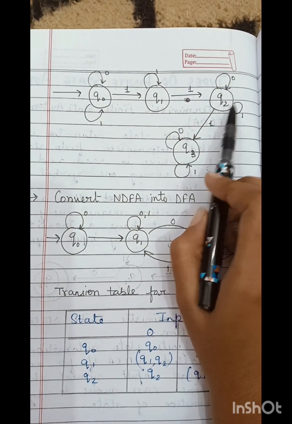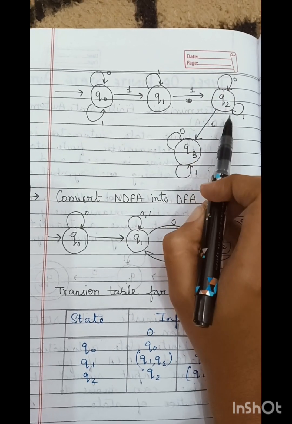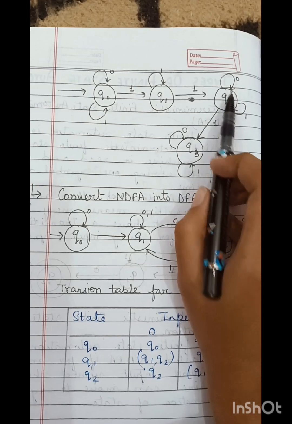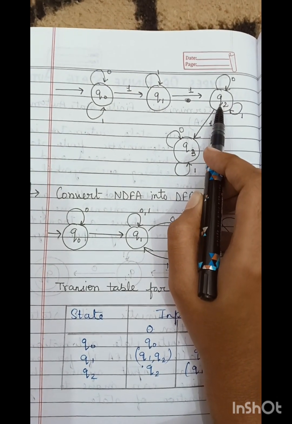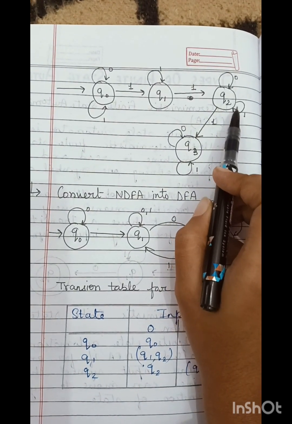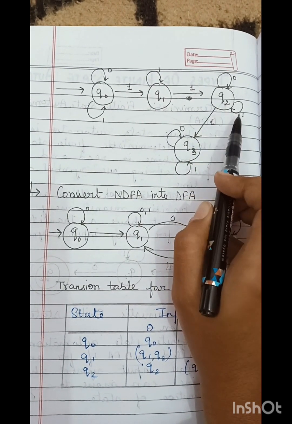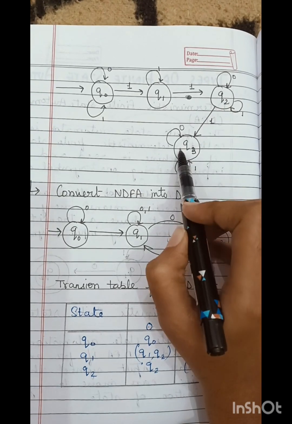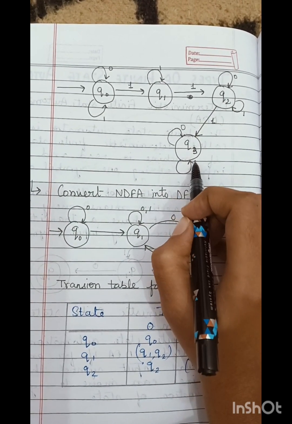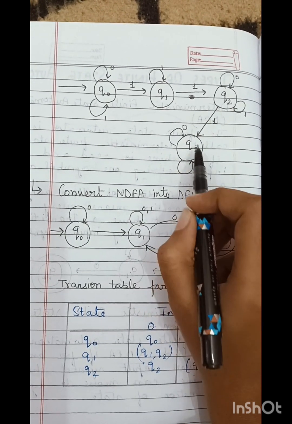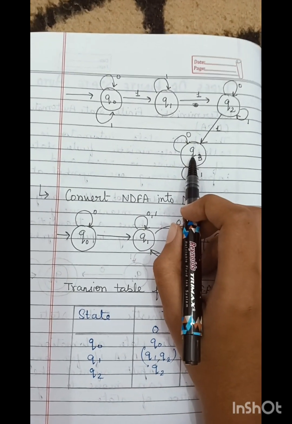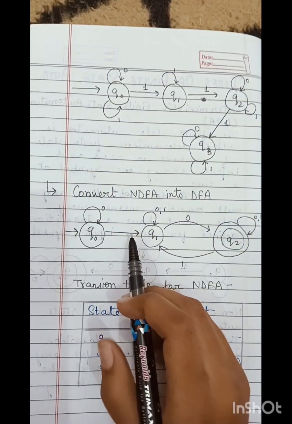Now Q2 also receives two input variables, 0 and 1. When it gets 0, it gives its state Q2, and if it gets 1, it gives Q1. Also, on getting the Q1 input, it gives Q2 and one more state, which is Q3. Q3 on getting 1 gives itself Q3, and similarly the input 0 also gives Q3.